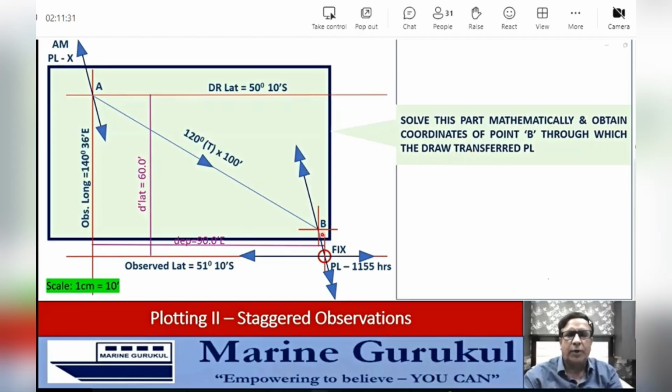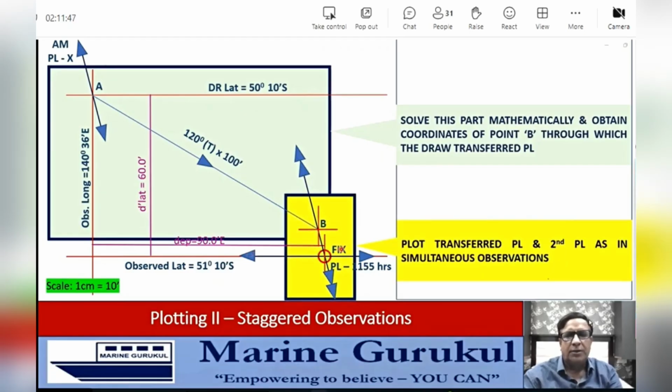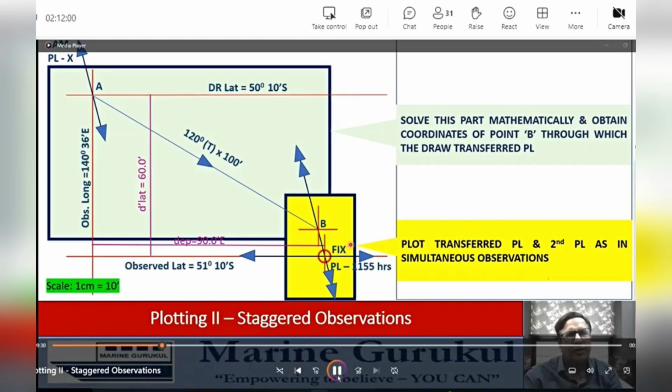Once we have this point B coordinates through which to draw the transferred PL, we also have the second PL, transferred PL and second PL being of the same time, then this part of the plot, which is in the yellow box, can be plotted. And though you will be plotting a transferred PL and the second PL, but since they are both for the same time, the concept shall be exactly the same as you had done during the simultaneous observations. Clear up to here, beta?